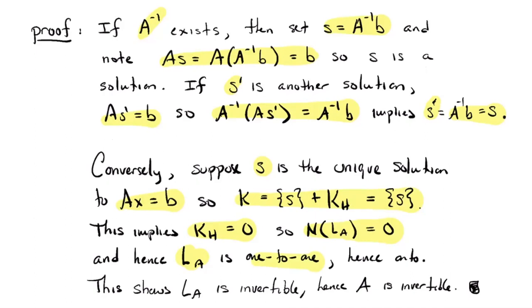Remember, when a linear operator's null space is 0, it's 1 to 1. The dimensions of the domain and codomain are the same. So if it's 1 to 1, it's onto. So that shows that L sub A is invertible, but L sub A is invertible if and only if A is. So these proofs are going fast because of the machinery that we built in chapter 2.